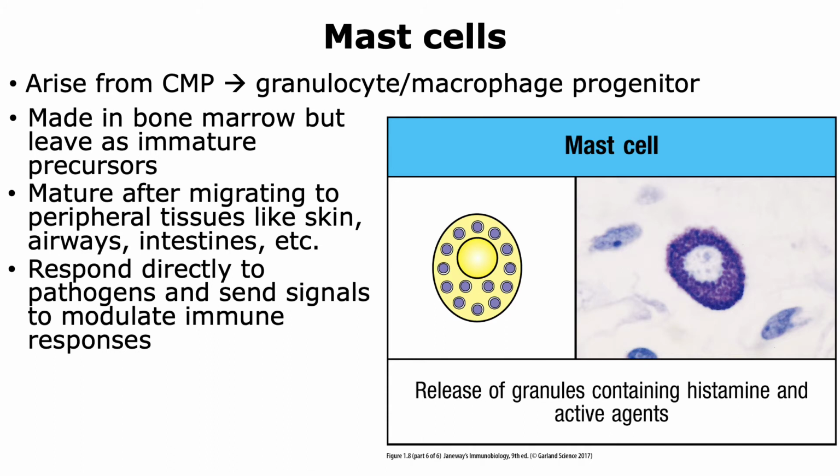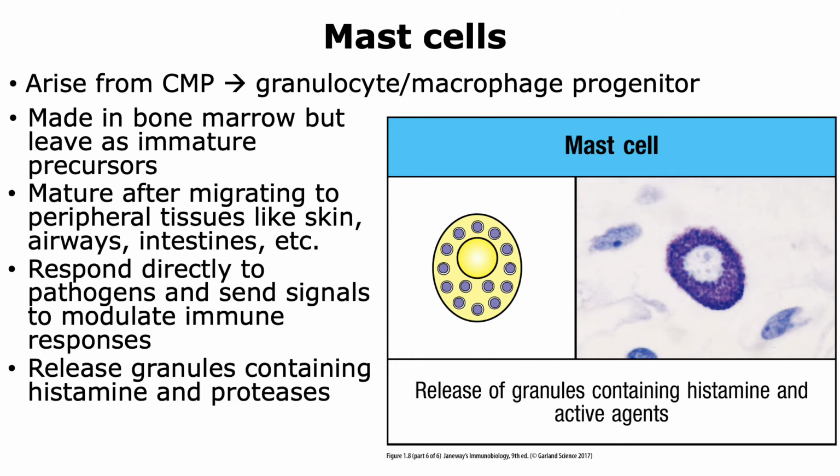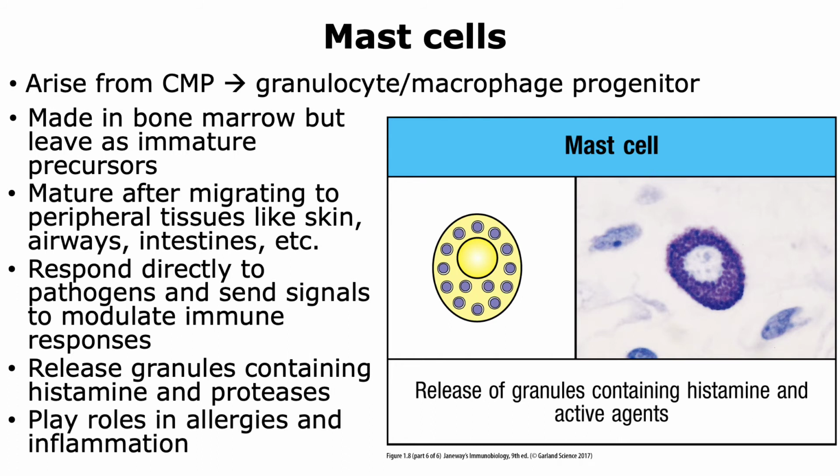Mast cells are known to respond directly to pathogens, but they will also produce signals that modulate immune responses. Mast cells are also known to release granules that contain histamine and proteases. So similar to the eosinophils, the basophils, and the neutrophils, they also have granules in their cytoplasm. Mast cells are known to play vital roles in allergies and inflammation as well.